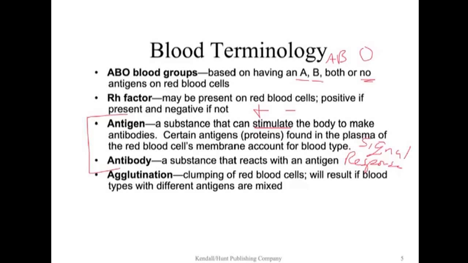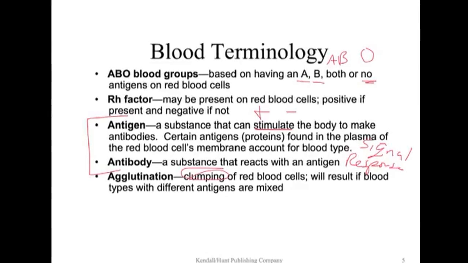And then agglutination is the clumping or clotting of red blood cells. When you do your blood typing, you'll be mixing different antigens together, and when they agglutinate, that's another way to say when they clot.